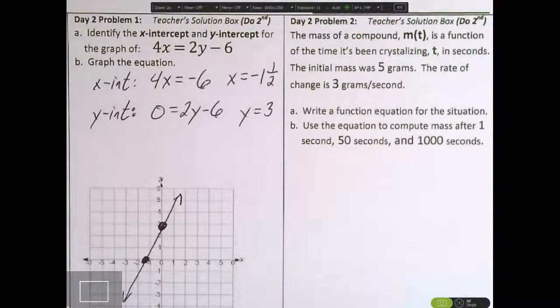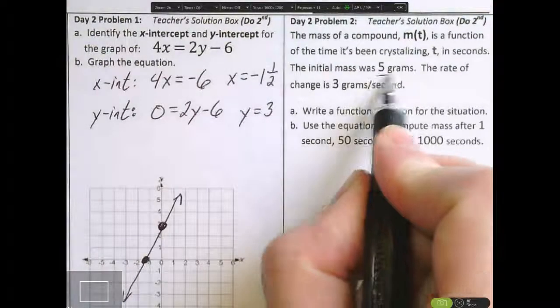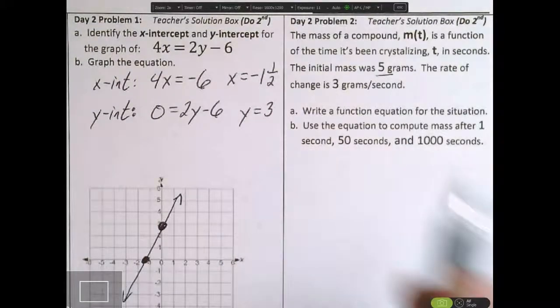The mass of a compound, m of t, is a function of the time it's been crystallizing, t in seconds. The initial mass of this compound is 5 grams. The rate of change is 3 grams per second. Question A, write a function equation for the situation.